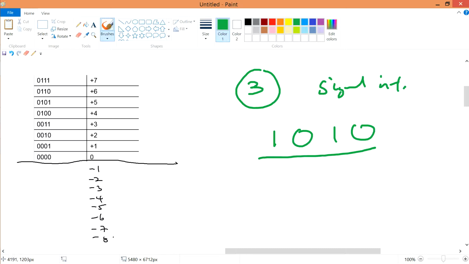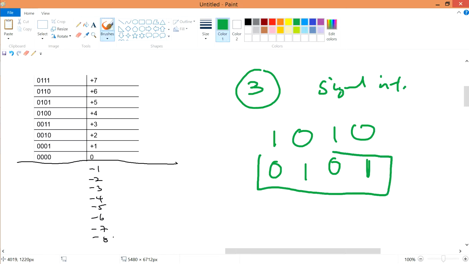Okay, 1010. If you take a look over here, do I have any 1010? Don't have, right? So you straight away know that it's in the negative section. So the next step is to change your 1s to 0s and your 0s to 1s. So this part over here is what you want to find.